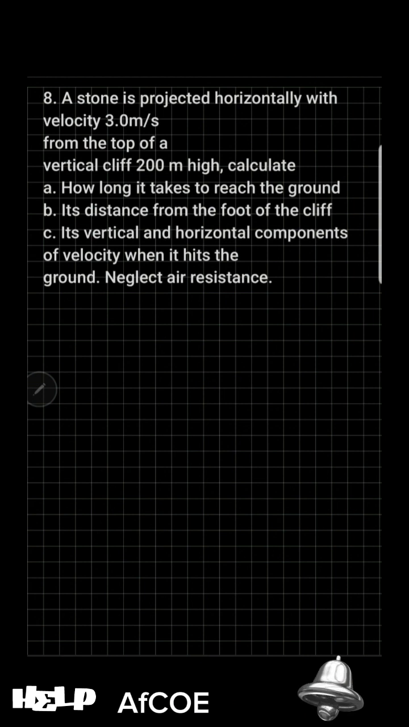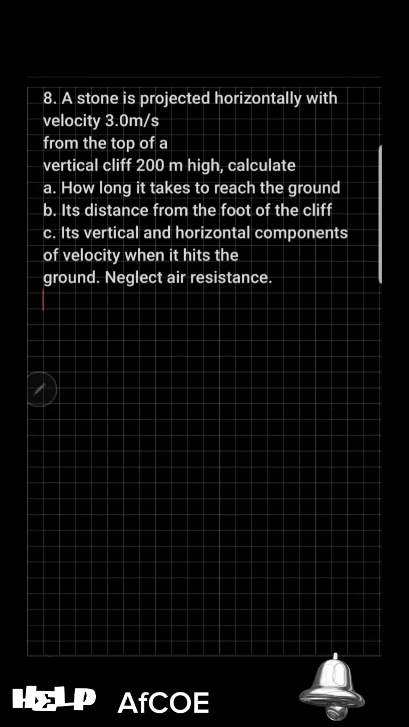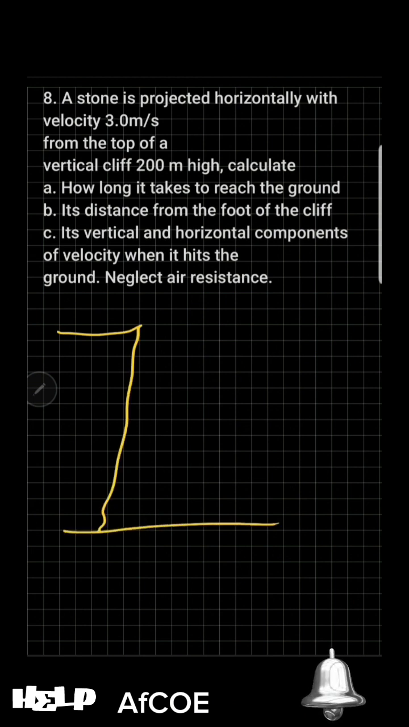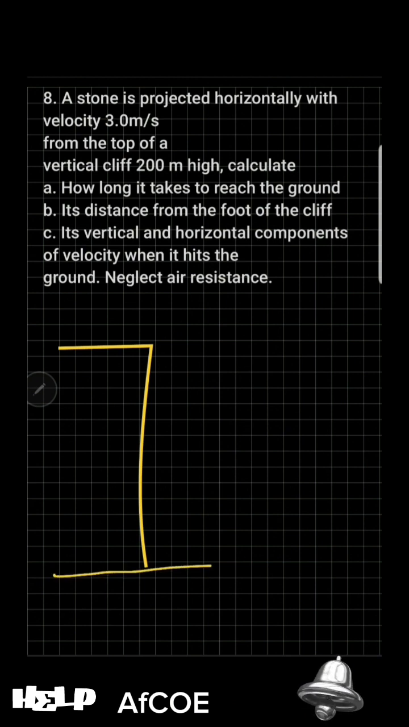If you have been familiar with projectile motions, there are basically 3 different types that you have to know. The first one is this cliff. Let us say this is our cliff, and this is the ground, and this is a ball.